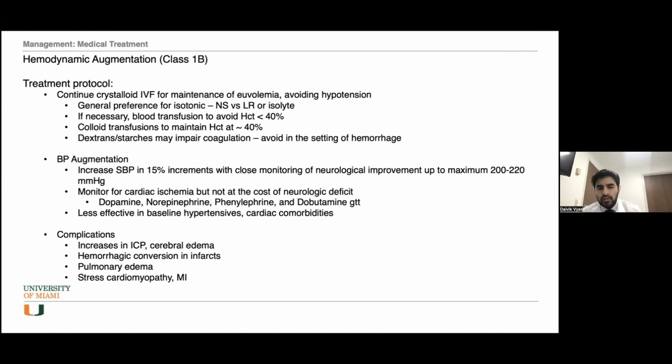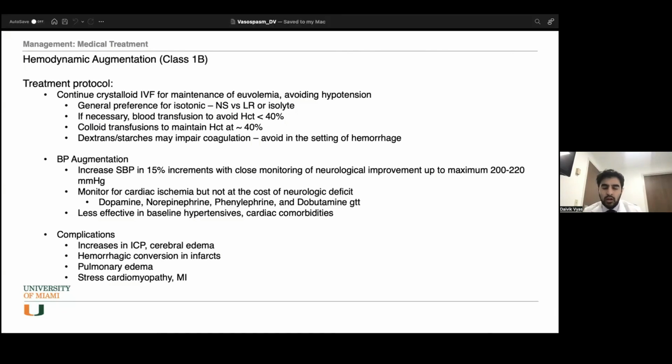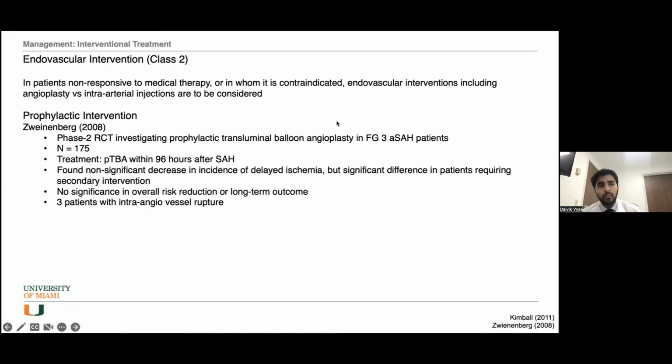And this correlates to the idea of what the complication profile would look like for someone who has a systolic blood pressure up to 220 that's artificially maintained within the ICU. You can have an increase in ICP and cerebral edema. You can have hemorrhagic conversion of infarct, pulmonary edema, or you can have a stress cardiomyopathy, which is something that aneurysm patients are already predisposed to due to autonomic deregulation from thalamic insults. And in some cases, you can have myocardial infarction, which is something we've occasionally seen in our ICU.